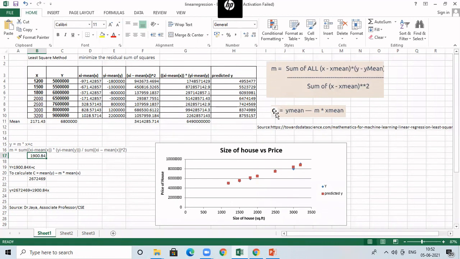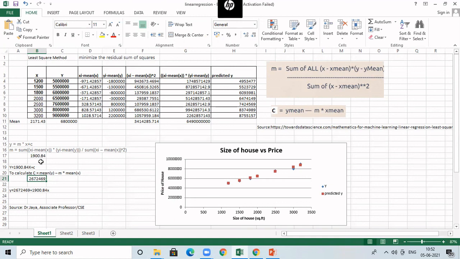To find the c value, it's nothing but Y mean minus m into X mean. So here Y mean we have here. Y mean is nothing but this particular value. And m is nothing but the value you have learned in the previous step, that is 1900.84. And X mean is the mean of this particular column. So when you apply this, you will get the c value. This is the c value I got for this particular example. Okay, it is around 26,72,469.